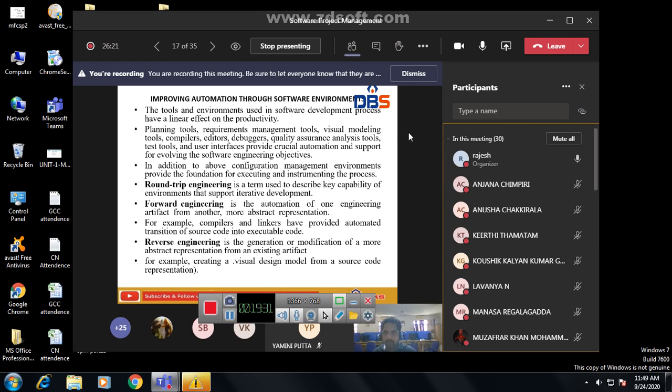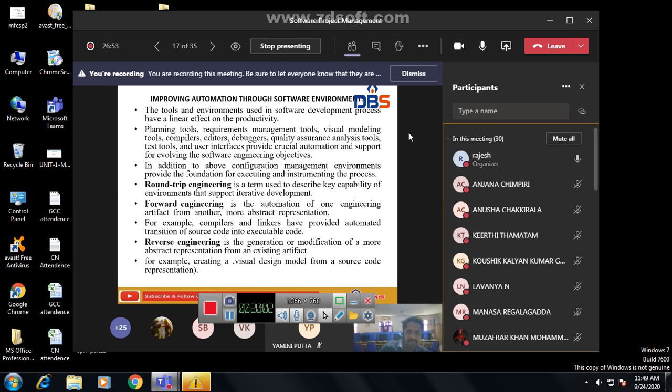Next, improving automation through software environments. See, the tools and environment used in the software development process have a linear effect on productivity. So the planning tools, requirement management tools, visual modeling tools, compilers, editors, debuggers, quality assurance analysis tools, testing tools, and user interface provide crucial automation and support for evolving the software engineering objects. So we have to improve the automation of the software environment.